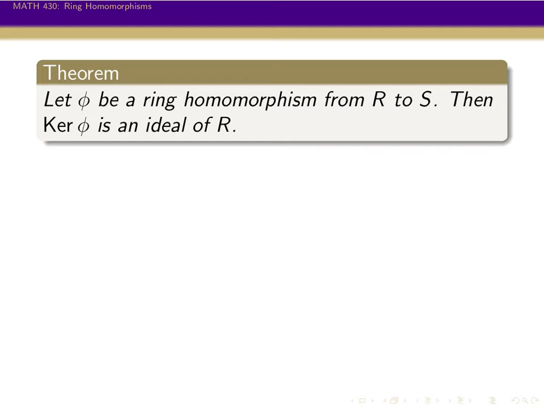Right? So the first one is that the kernel is always an ideal of the domain. If phi is a ring homomorphism from R to S, then the kernel of phi is an ideal of R. This gets back to what we talked about at the beginning, that ideals sort of mirror normal subgroups, where for group homomorphisms, the kernel was a normal subgroup of the domain group. For ring homomorphisms, the kernels are going to be ideals of the domain ring.